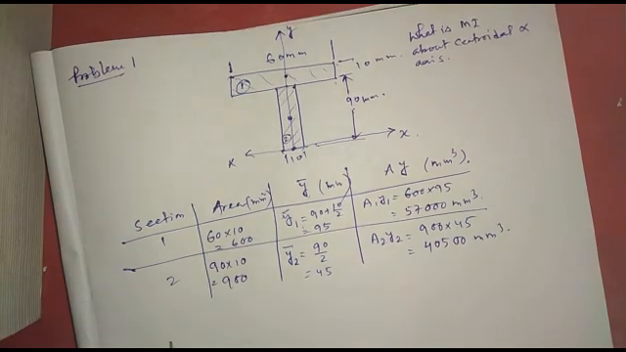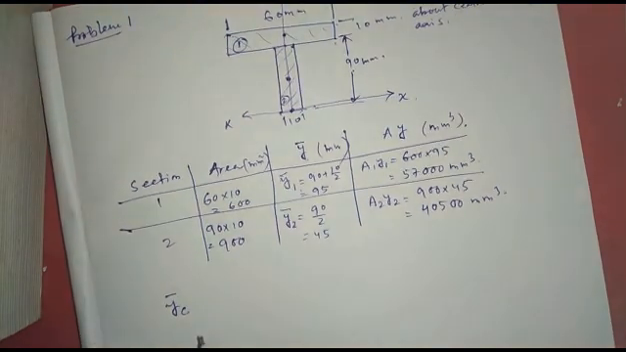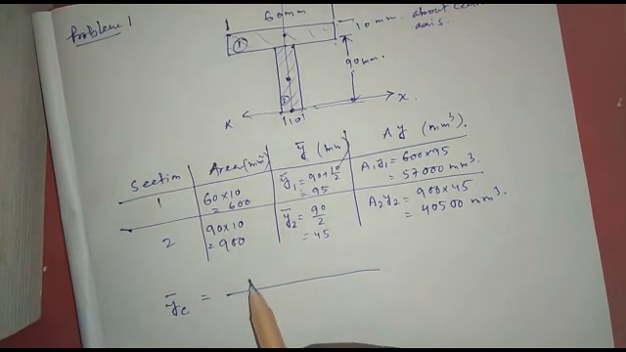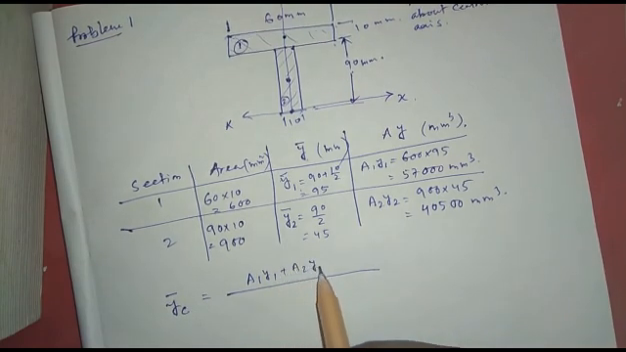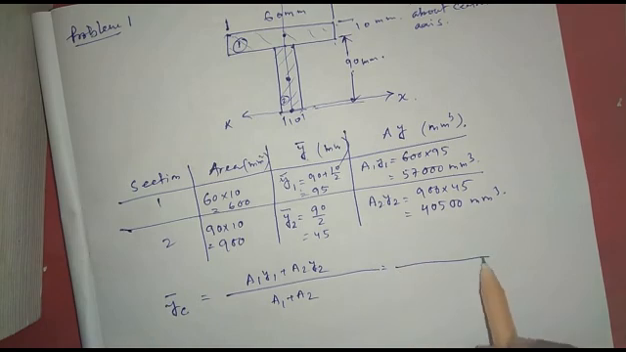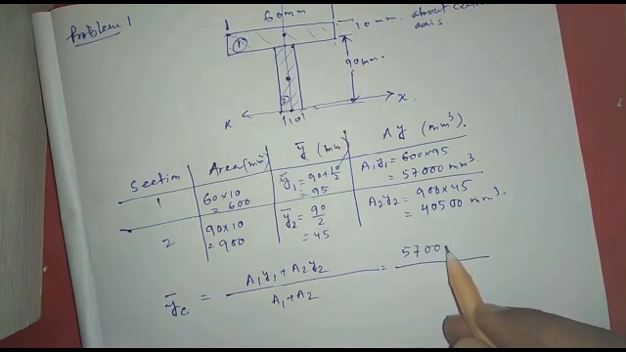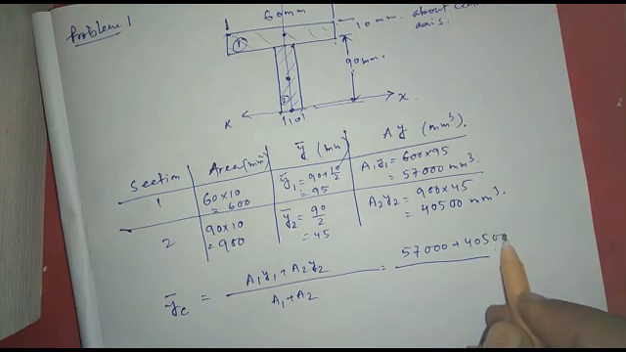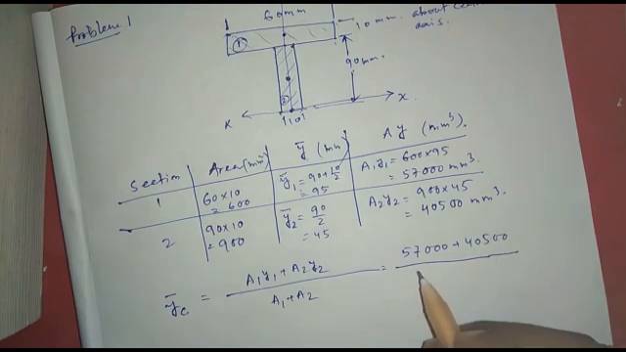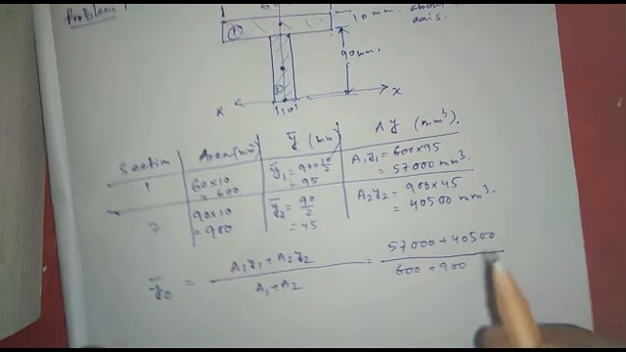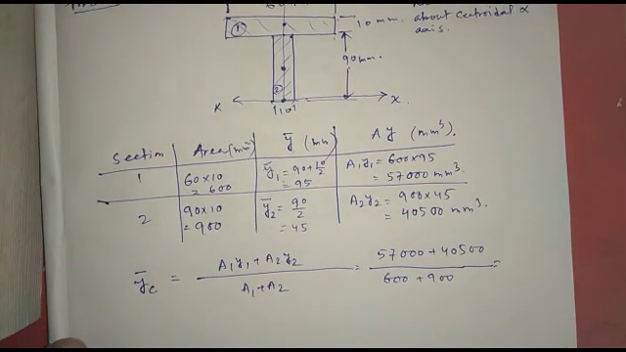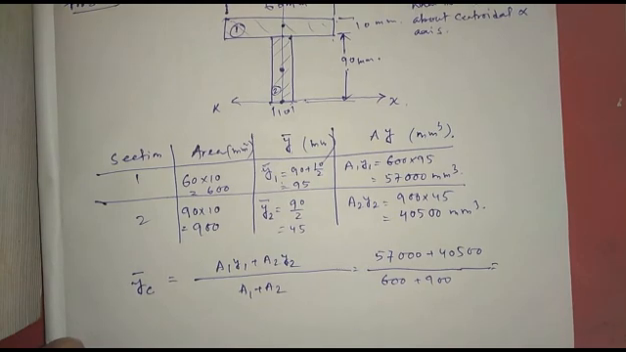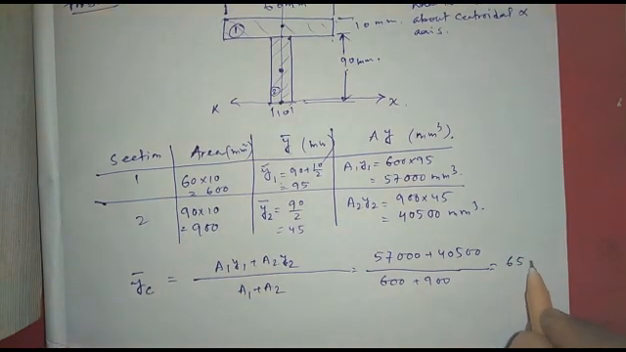Now to find out the centroid of the whole section, we know the formula. What is the formula? A1y1 plus A2y2 divided by A1 plus A2. So that is coming as 5700000 plus 40500, and A1 plus A2 is 600 plus 900. So if you calculate this, you are getting this as 65 millimeter.